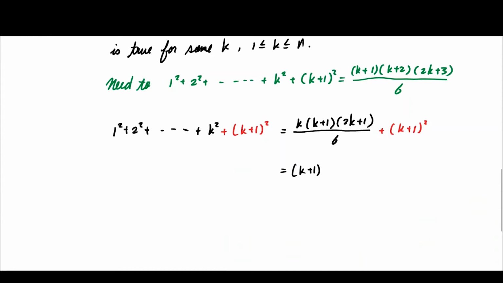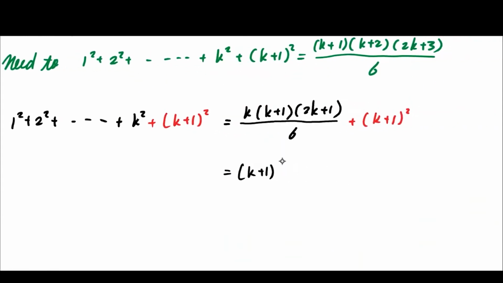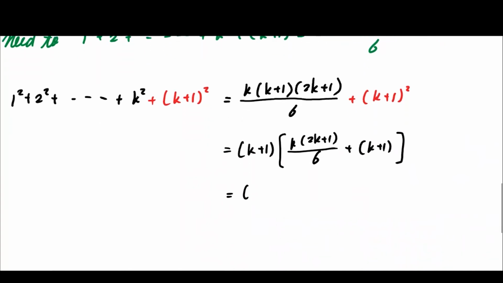So we have k plus 1, and then the common factor, then we'll have k times 2k plus 1 over 6 plus k plus 1. Too much algebra? Are we good? This is equal to k plus 1 here, and then a common denominator. So let's multiply this out. We have 2k squared plus k over 6. And then let's find the common denominator, which is 6, and then we have 6k plus 6. Still with me?